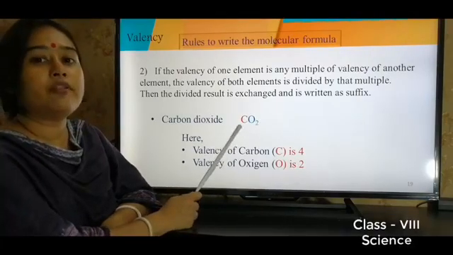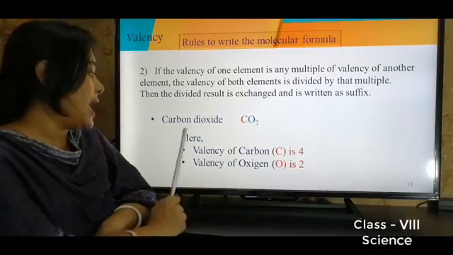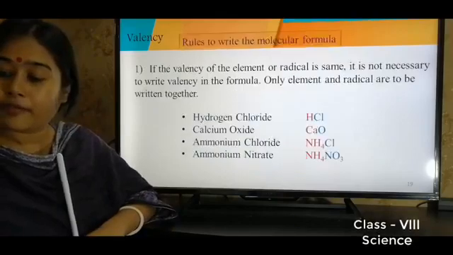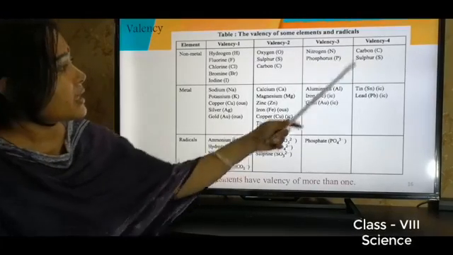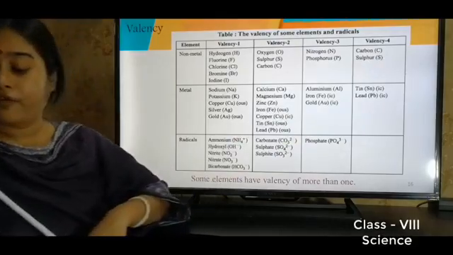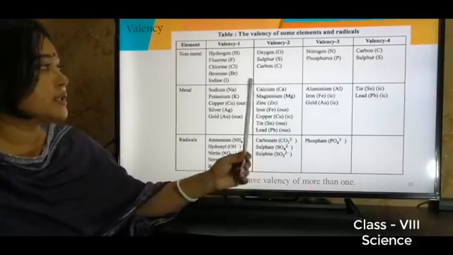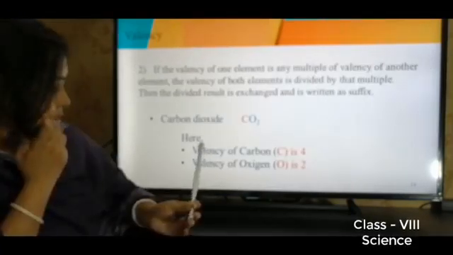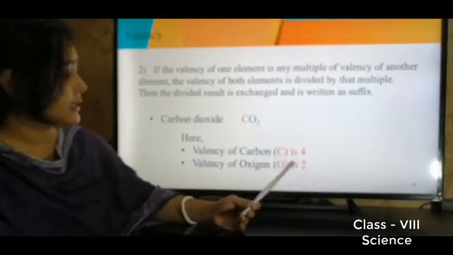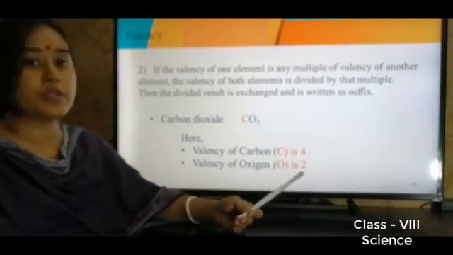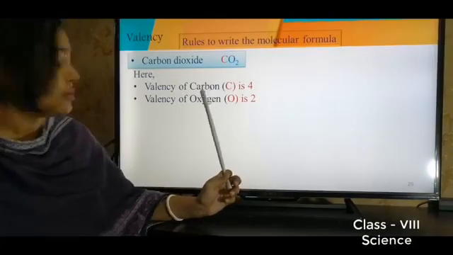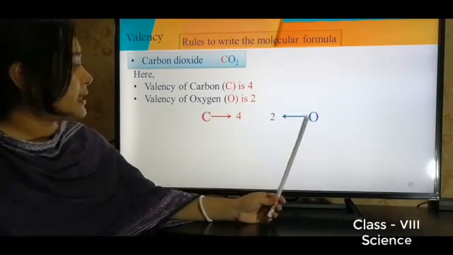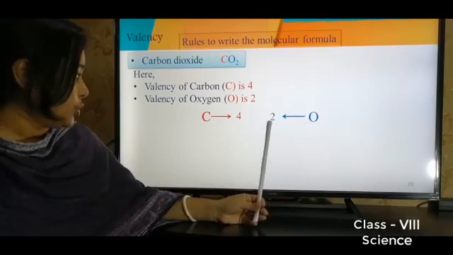Carbon dioxide, you know the formula of carbon dioxide, CO2. Here the valency of carbon is 4. You can see from the chart here, the valency of carbon is 4. This chart is in your book also. We know the valency of carbon is 4 and the valency of oxygen is 2.